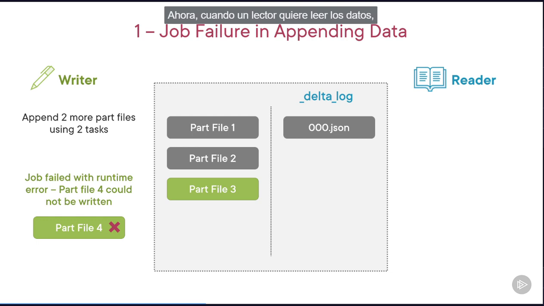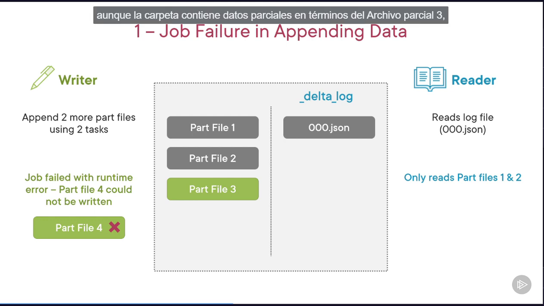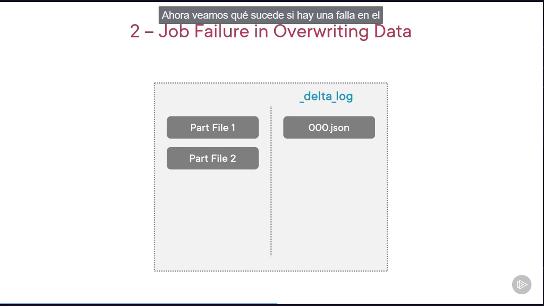Now when a reader wants to read the data, first it reads the log file. And since 0.json only points to part files 1 and 2, it only reads these two files. Carefully notice that even though the folder contains partial data in terms of part file 3, it will ignore that file. And that's why the reader is able to read consistent data. So even in case of job failure, the dataset will not be impacted. Sounds good?